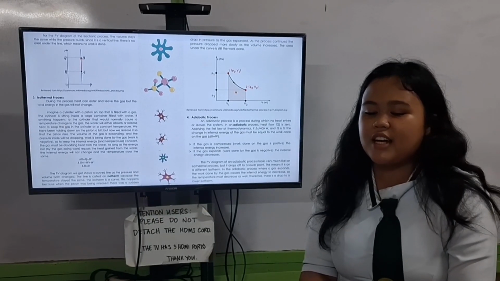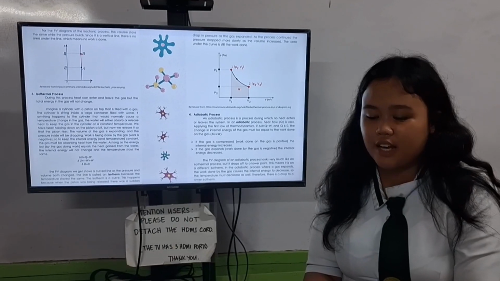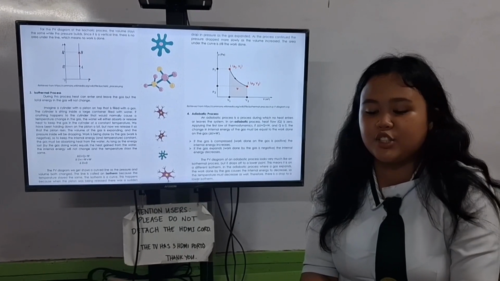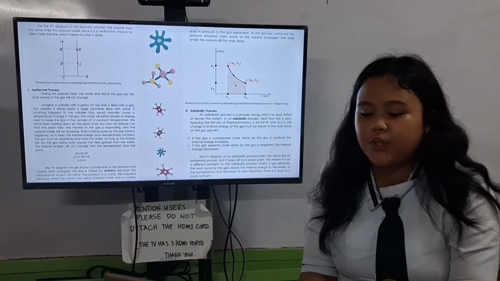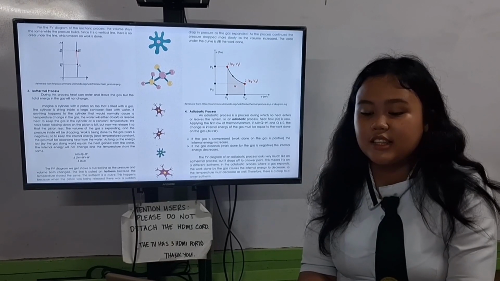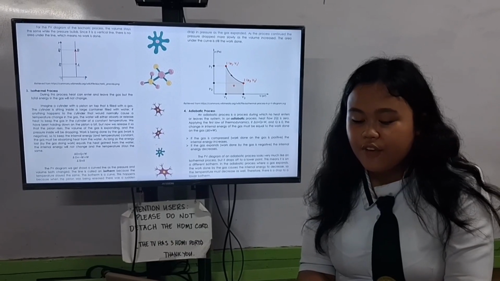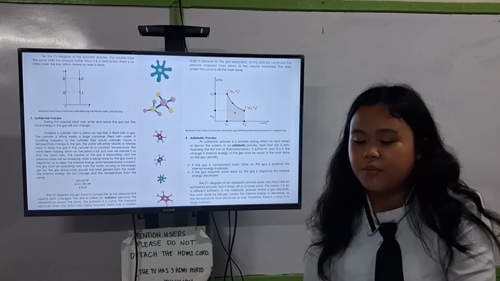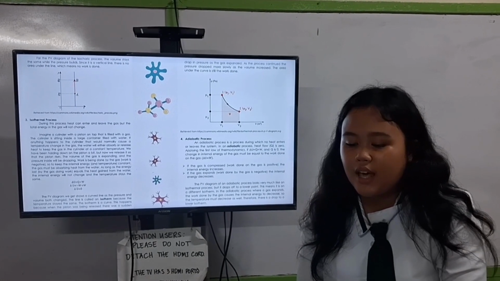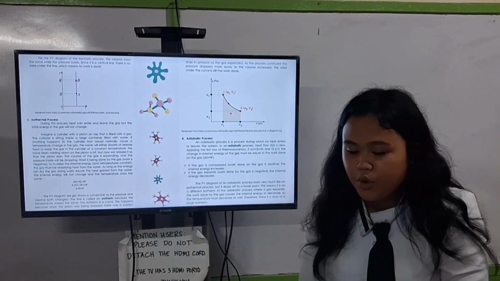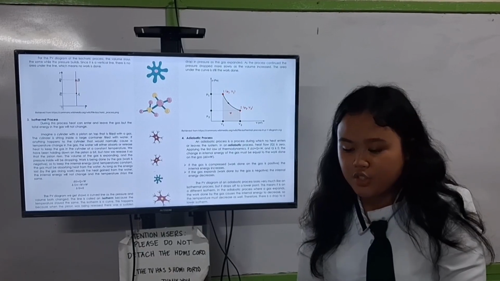Number 3 is the isothermal process. During this process, heat can enter and leave the gas, but the total energy in the gas will not change. Imagine a cylinder with a piston on top that is filled with a gas. The cylinder is sitting inside a large container filled with water. If anything happens to the cylinder that would normally cause a temperature change in the gas, the water will either absorb or release heat to keep the gas in the cylinder at a constant temperature.